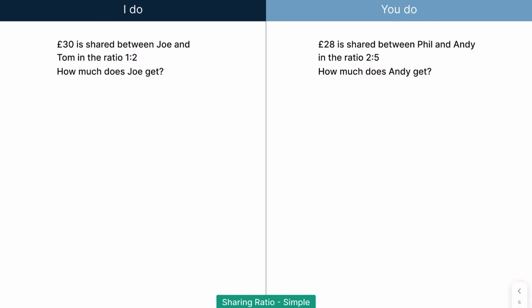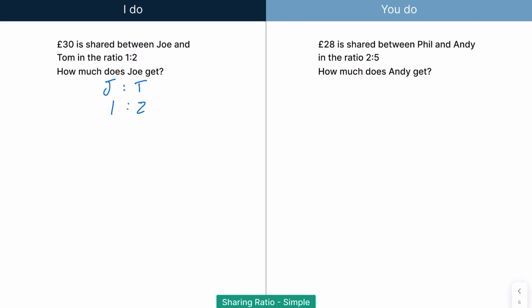So the way my videos work, I'm going to do the example on the left, which is I do. You are then going to press pause and I've got the example on the right, which is you do. So the first question, we've been told that £30 is shared between Joe and Tom in the ratio 1:2. So it's shared in the ratio 1:2 between Joe and Tom. So we'll label that on. Let me just write that a little bit clearer.